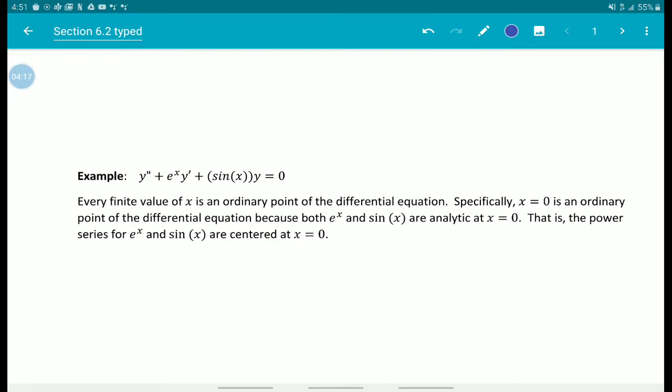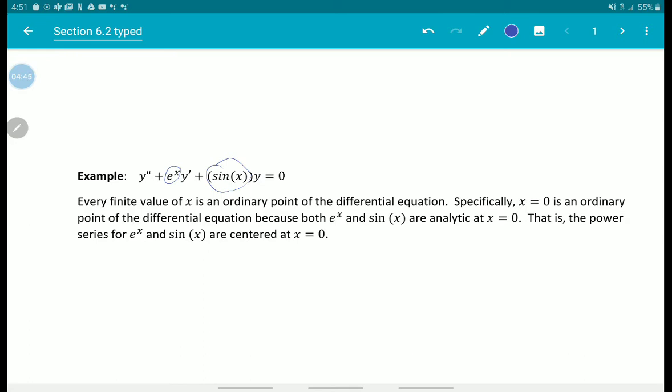Now let's look at another one. Now we've got some coefficients that are functions. This one is in proper form. We have a 1 as the coefficient in front of the y double prime. We're not going to have any kind of restrictions here. E to the x is going to be fine. It's defined everywhere. Sine of x is defined everywhere. So all of our x values here are going to be considered ordinary points.